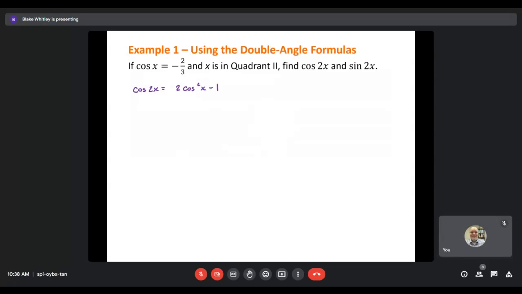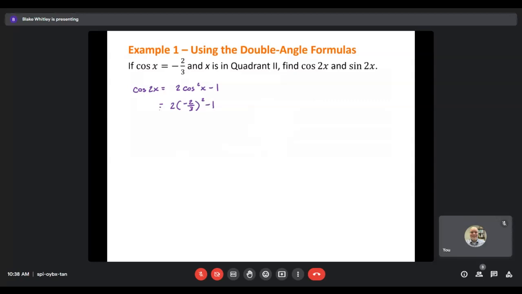Now, again, I could have used any of the 3 because they'll all give me the same answer, but because I'm given cosine this time, it probably makes the most sense to use the formula that has a cosine in it. All right, so now we can substitute. So I'm going to have 2 times, in place of cosine, negative 2/3. That gets squared, and then we're going to subtract 1.